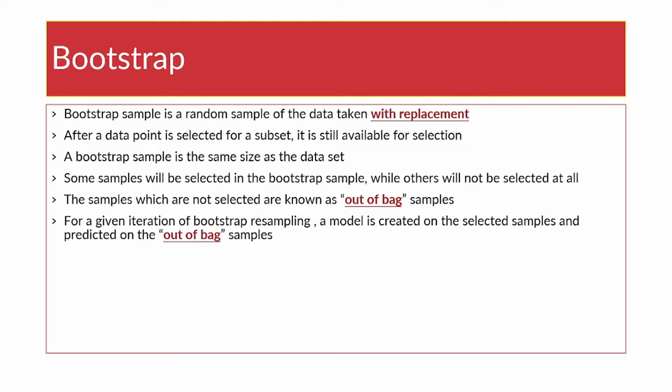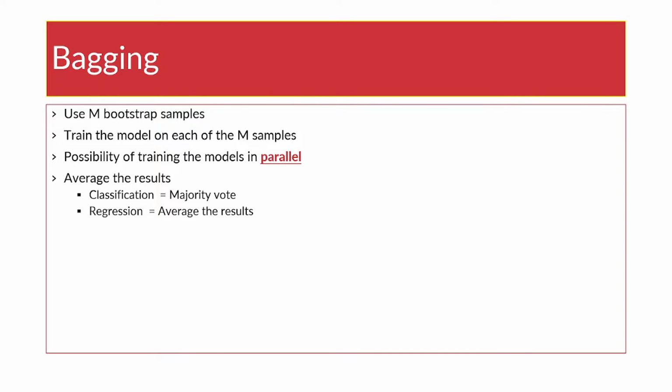For a given iteration of bootstrap resampling, a model is created on the selected samples and predicted on the out of bag samples. So bagging uses M bootstrap samples, trains the model on each of the M samples, with the possibility of training the models in parallel, and you can average the results. In classification, it is the majority vote, and in regression, it is averaging the results.